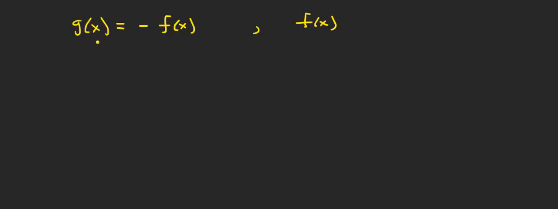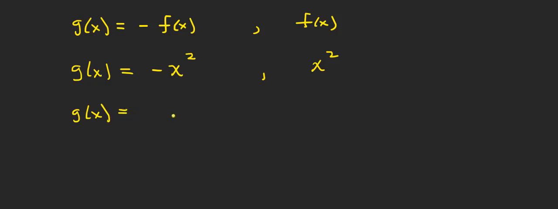Now, if g of x equals negative f of x, how would that graph look compared to f of x? For example, let's say g of x is negative x squared. How would that look compared to x squared? What if g of x was negative absolute value of x? How would that look compared to absolute value of x?